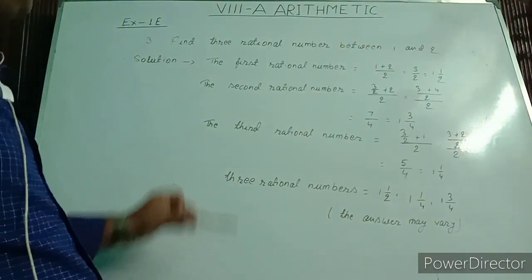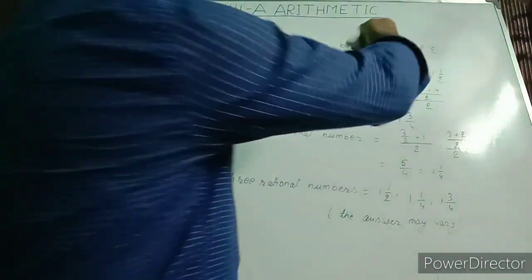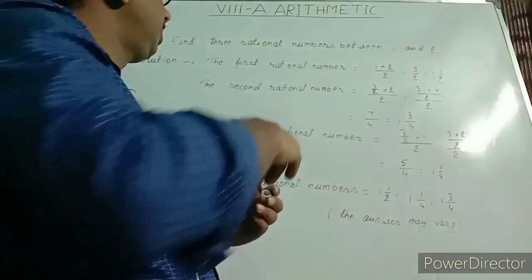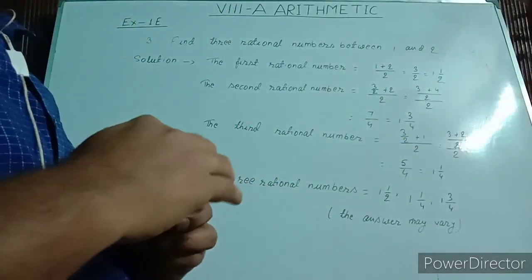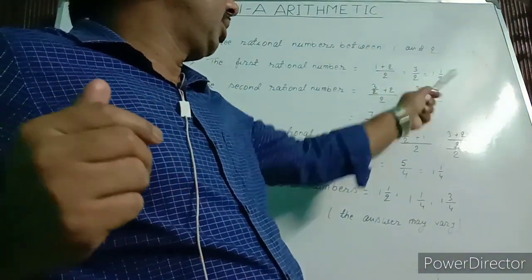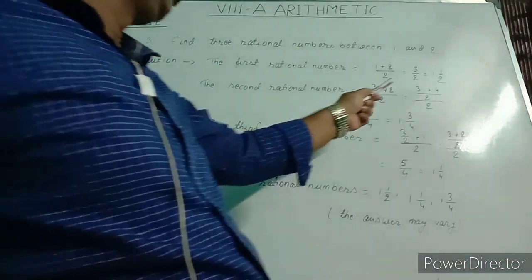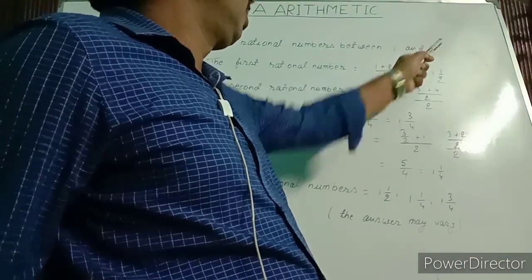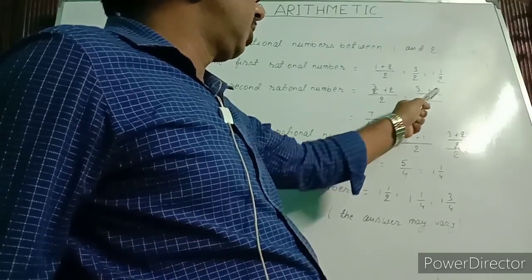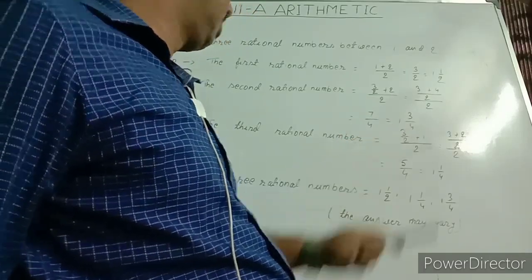Question number 3, find 3 rational numbers between 1 and 2. So the first rational number will be (1 plus 2) by 2, 3 by 2, or we can say 1 and 1 by 2. Second rational number will be 3 by 2 plus 2 by 2. So the LCM became 2, (3 plus 4) by 2 by 2, so 7 by 4. Mixed fraction 1 and 3 by 4.